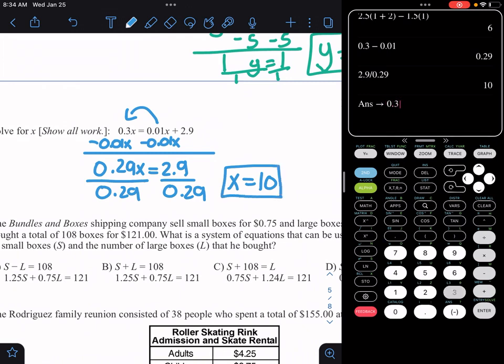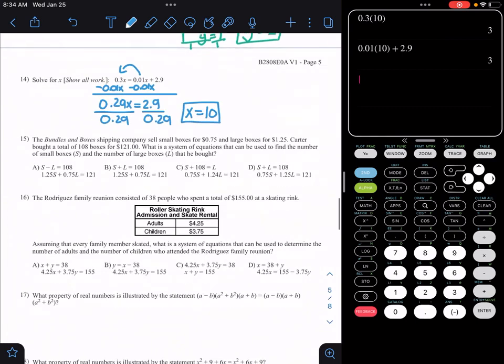And let's check 0.3. 0.3 times 10 equals that. And let's check the other side. 0.01 times 10 plus 2.9. Good. Both equal 3, so we're good.